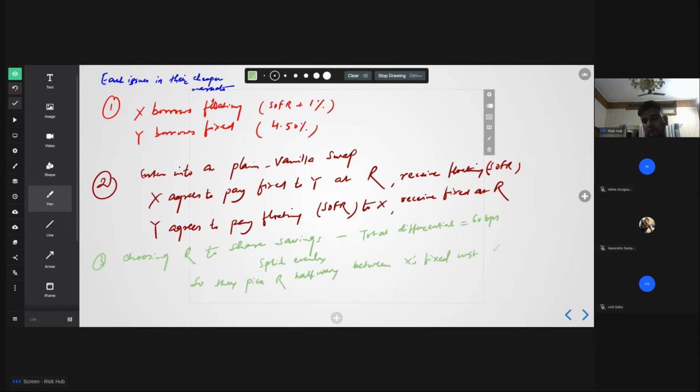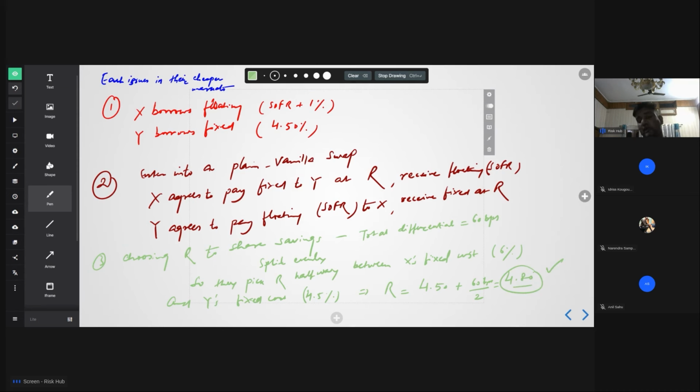fixed cost, which is 6%, and Y's fixed cost, which is 4.5%. Right. So what you will do is R is equal to 4.50 plus 60 bips divided by 2. Right. 60 bips divided by 2. So it will be 4.80. Again, this is not explained in your book too well.